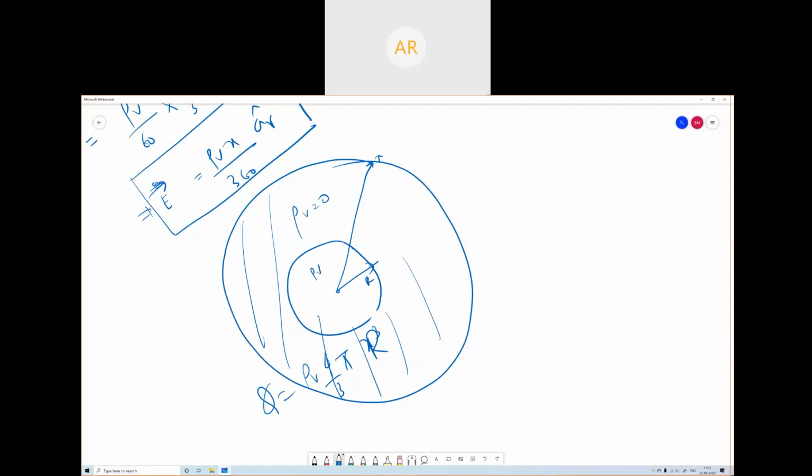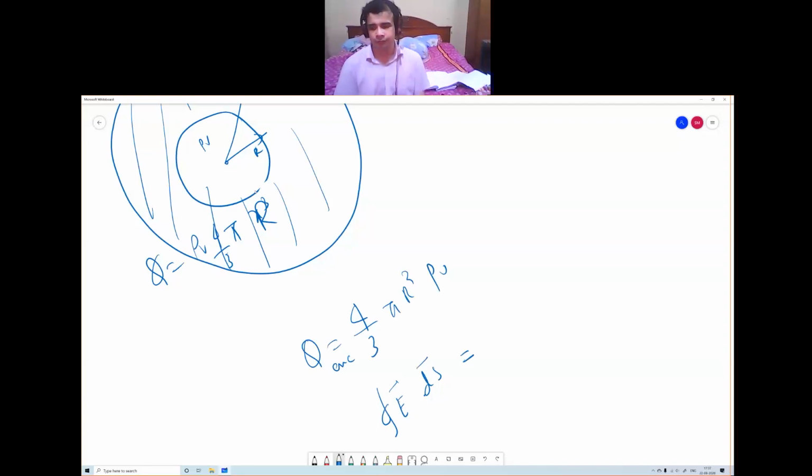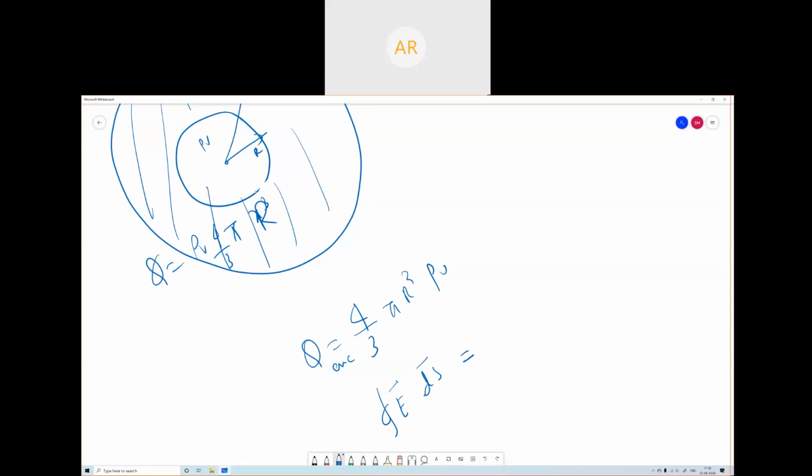Correct. So Q enclosed will not be this. Q enclosed will be what he said. I think that this is the right answer. This is the Q enclosed. Okay. And what will be EDS? What will be EDS now? Q by epsilon. That is true. But otherwise we calculate directly.